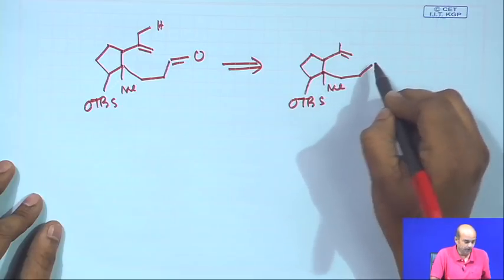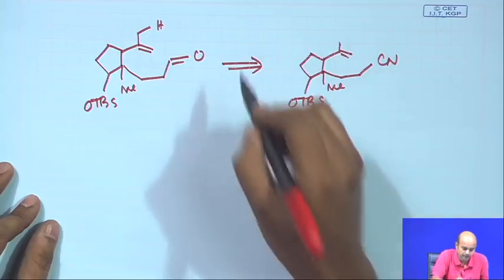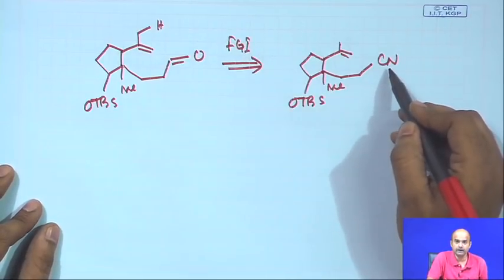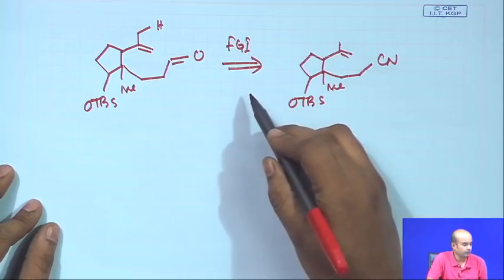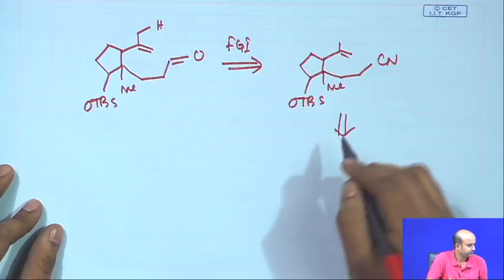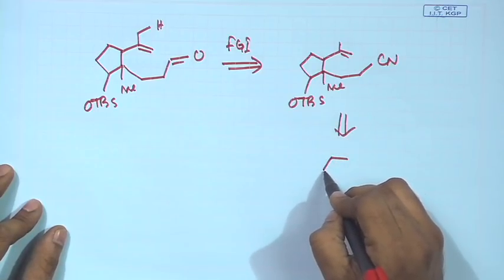We will try to convert this aldehyde by a functional group interconversion which we explained earlier. Treat with DIBAL, if you have cyanide, reduce it to the aldehyde, fine, that is an FGI. Next, what will we do? We will check it.